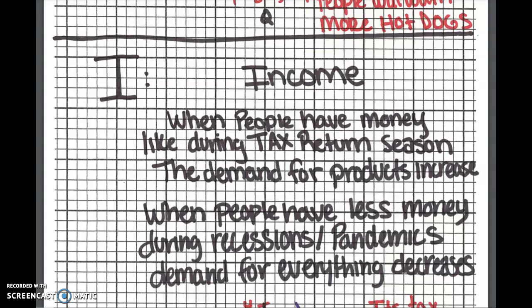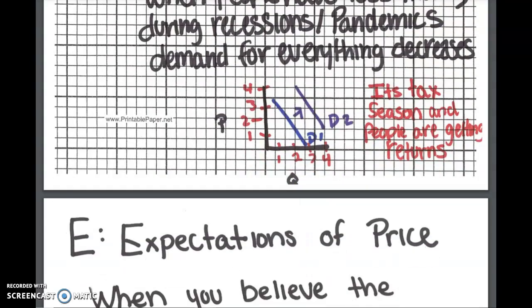But overall, when people have more income, so like tax season, when people are getting their tax refunds, or anytime a stimulus check came out because of COVID, we would see people have more money. So people are spending more money. It leads to an increase in demand that people have more money to spend. So because tax season happens and people have more money, we see this increasing.